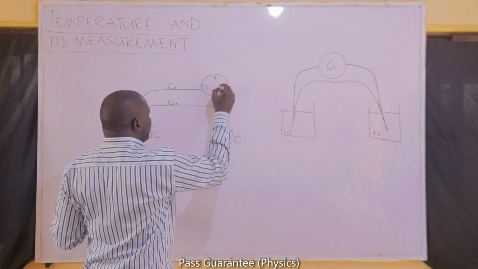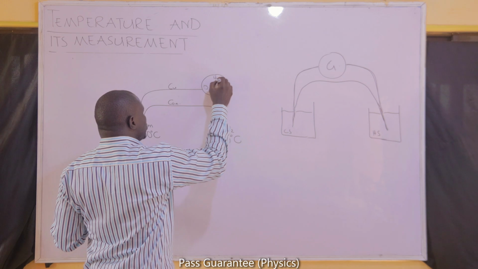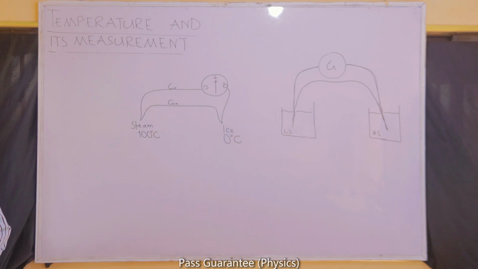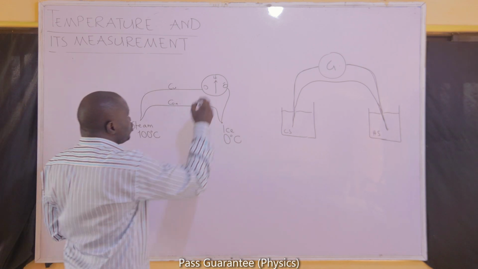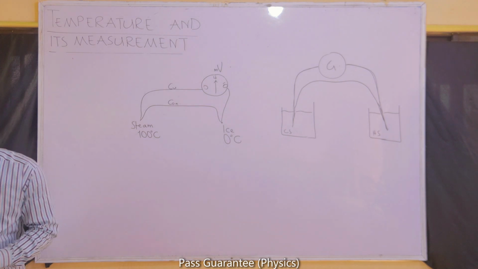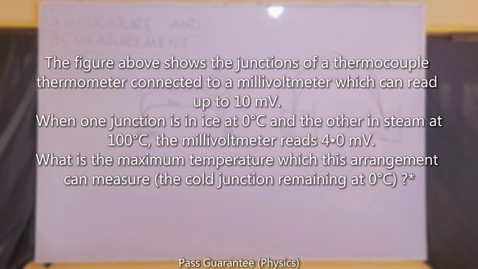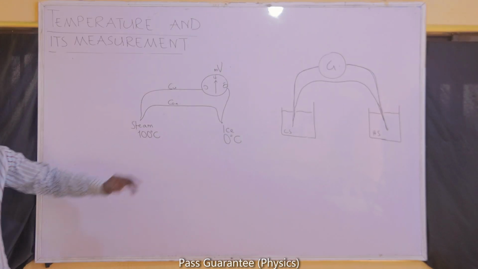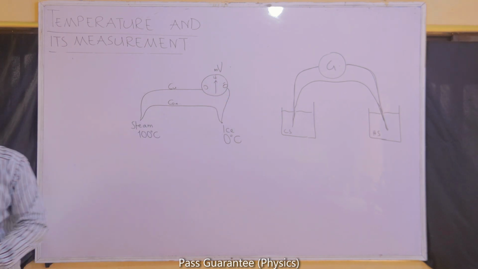We have the pointer of this meter showing us 4. Now, it is 4 millivolts, so we are using a millivolt meter. The question is this. The figure above shows the junction of a thermocouple thermometer connected to a millivolt meter, which can read up to 10 millivolts. It can read up to 10 millivolts because that's the maximum.